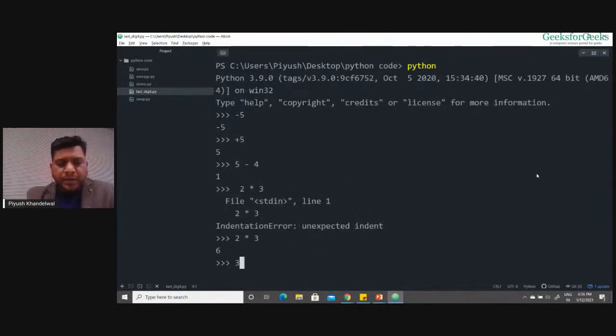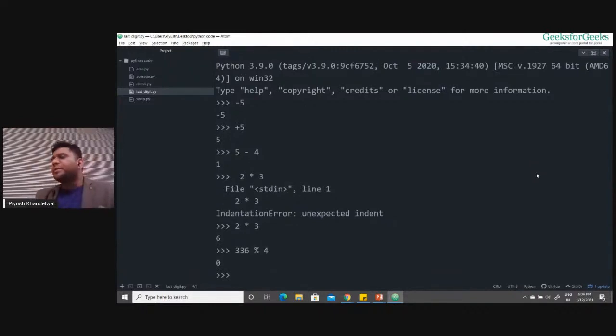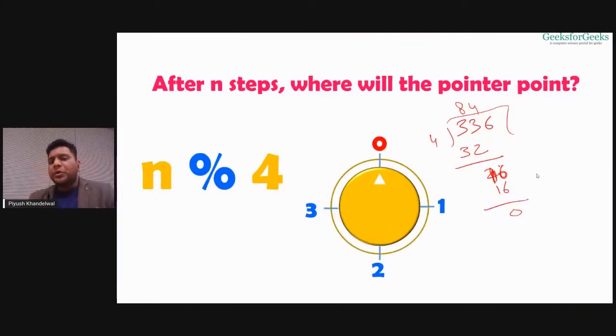Here also 336 mod 4 gives me 0. So this is the correct answer. 0 is the correct answer, because 336 is a multiple of 4, right? And on multiples of 4, it is going to be at the 0 position only. I hope you got this.